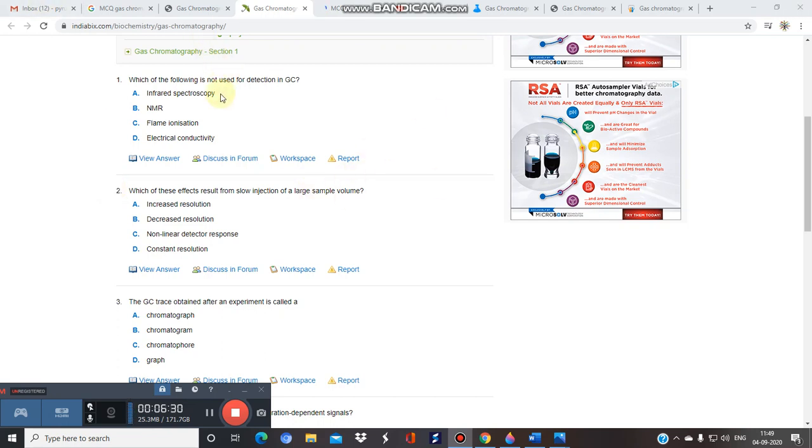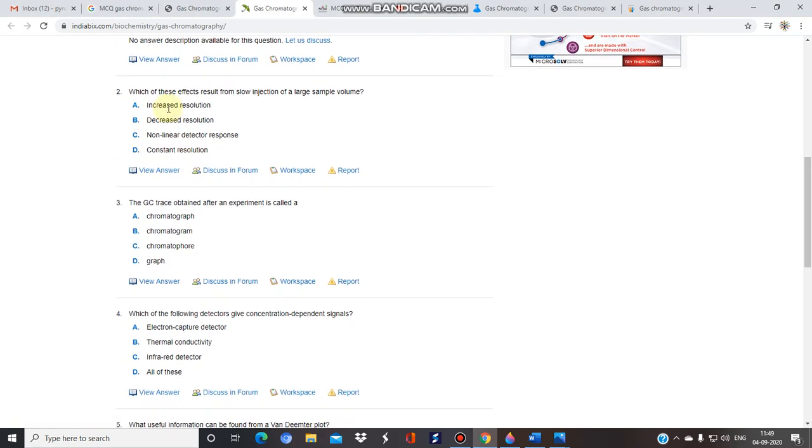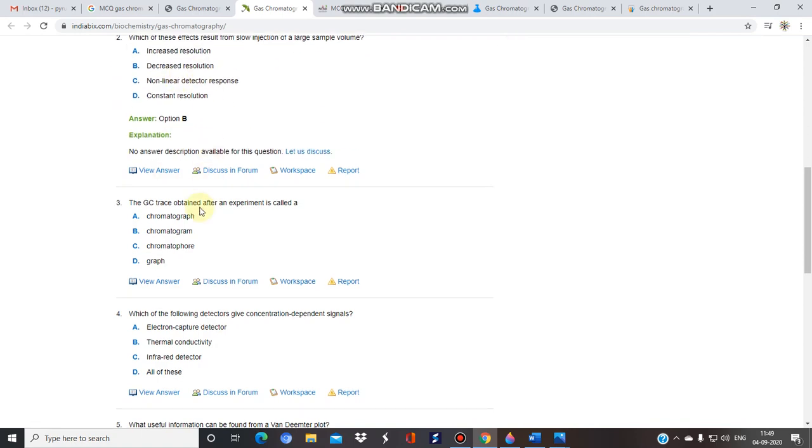So which of the following is not used for detection of GC? Yes, we use flame ionization. IR spectroscopy is also used. I think NMR is a bit confusing, so NMR is the right answer. Which of these results from slow injection? So slow injection decreases the resolution.